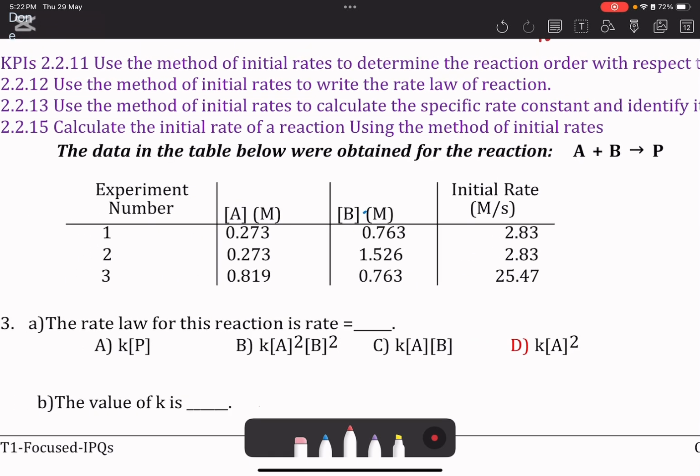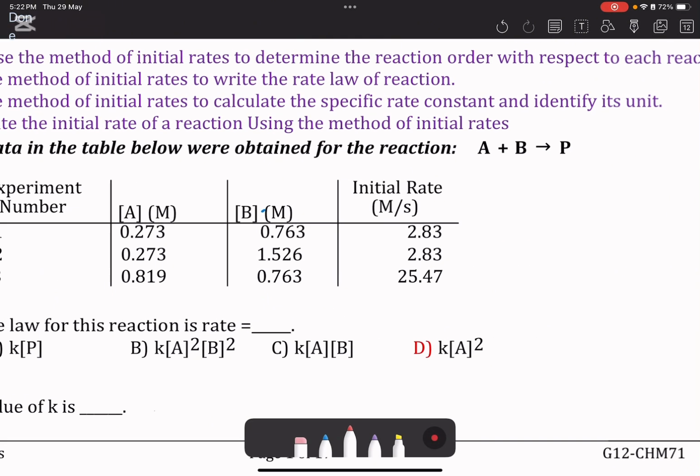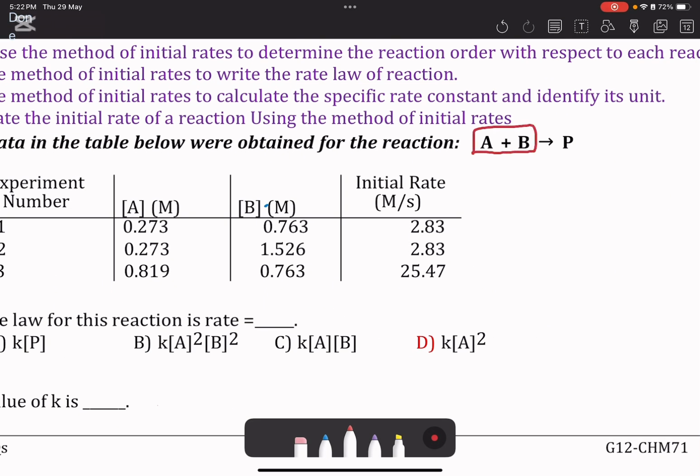In the next question, they are asking you to write the rate law of given data using the method of initial rate. So here the reaction is of 2 reactants, A and B. So the rate law is going to be A to the power of N, which we will determine right now, and B to the power of M. So how do we do this?